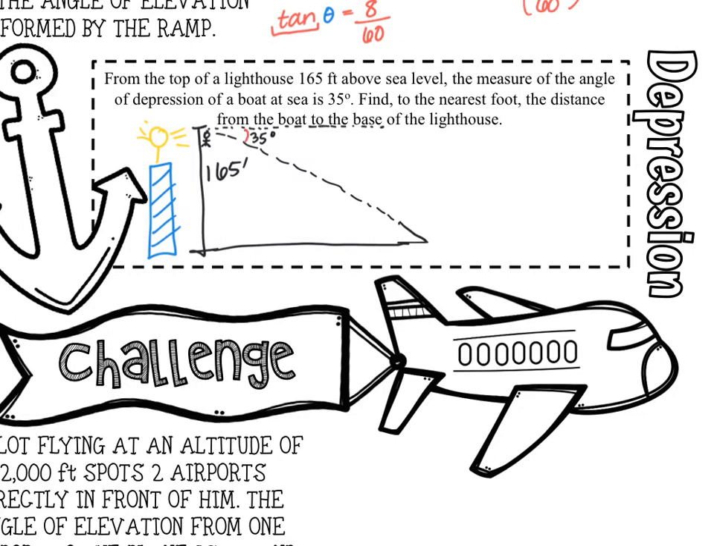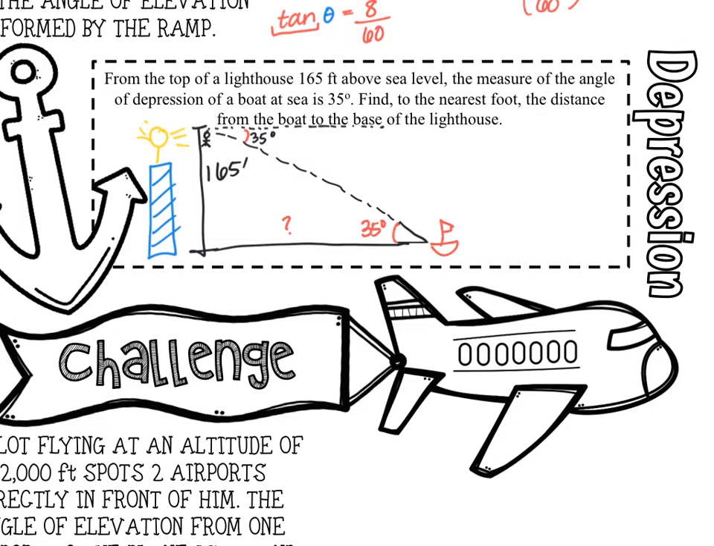Since these angles are equivalent, I'd rather you guys think of it that way. If you see the angle of depression, just go ahead and fill it in and create an angle of elevation. So the guy looking down is 35 degrees. If I'm looking from a boat, so here's my little boat, he's looking up also at 35 degrees. And so we want to find, to the nearest foot, the distance from the boat to the lighthouse. So this part right here, we just don't know.